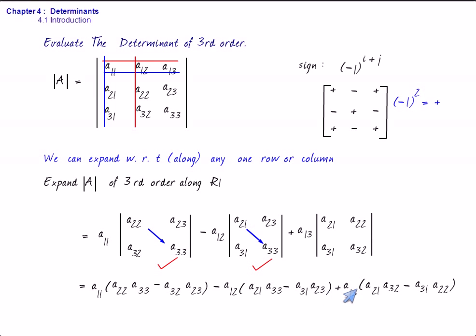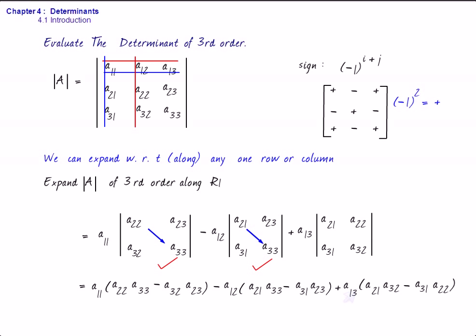So how do you evaluate the value of a determinant of third order? We expand it first of all with respect to any one row or column, and when we are expanding it with R1, we multiply each element of R1 with a proper sign, delete the row and column through it, and then multiply with the determinant of second order obtained by deleting the row and column through it.